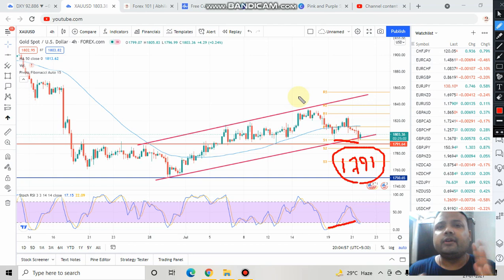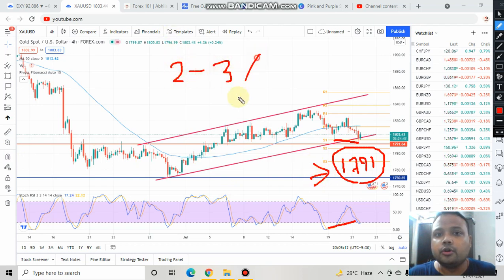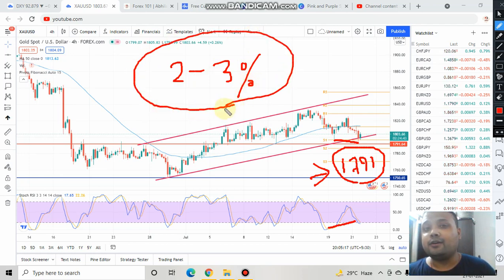Otherwise, if we consider all the factors, then it seems a good buy at this price level. But still, follow proper risk management, which means keep your stop loss below the 1791 level and do not risk more than 2 to 3% of your trading capital. Because this is market, market may surprise you.